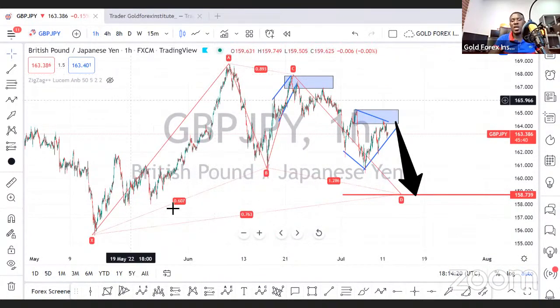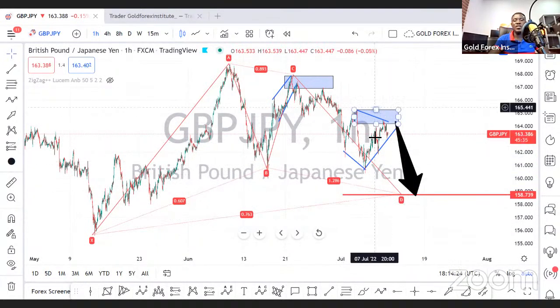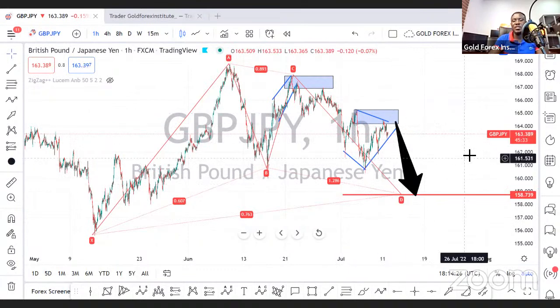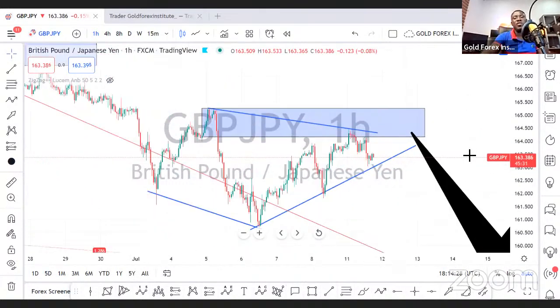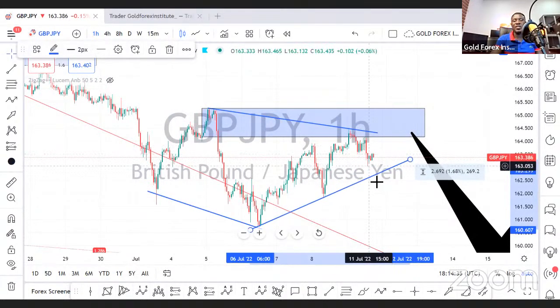Okay. Now this is a harmonic pattern, right? This formed a running flat correction. We are just waiting for the breakout. Once it breaks below the trend line, we should be heading for the sell.